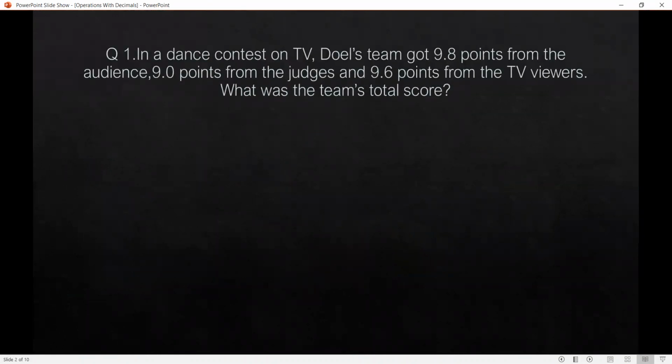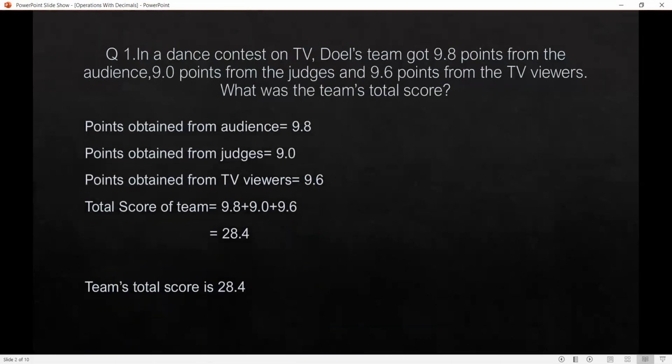Word sum. First one is, in a dance contest on TV, the old team got 9.8 points from the audience, 9.0 points from the judges, and 9.6 points from the TV viewers. What was the team's total score? Students, we have to find the total score. How will we find the total? We will add all the scores which are given.